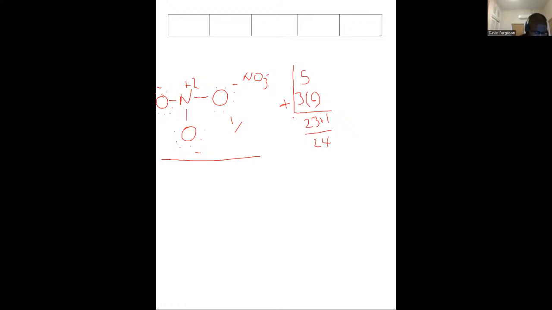Okay, so this is a better one right here. It has an overall charge of minus one, and we've minimized formal charge as best as possible. Everything obeys the octet rule, so we've ticked all of the boxes. This is a good structure. You notice that we were able to draw different structures. Just keep that structure in your mind.